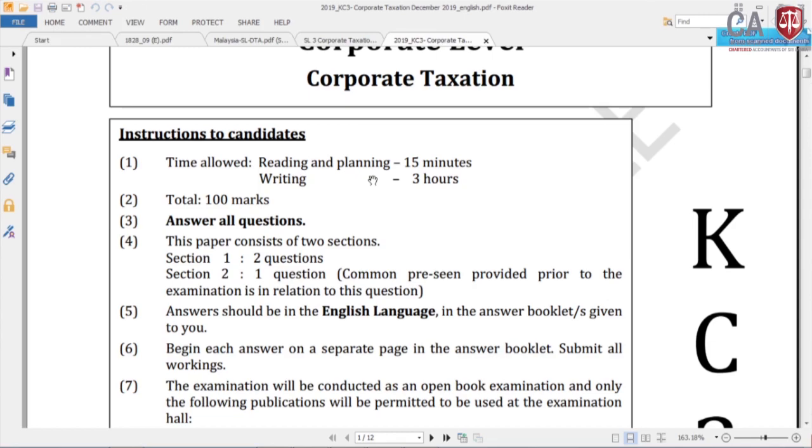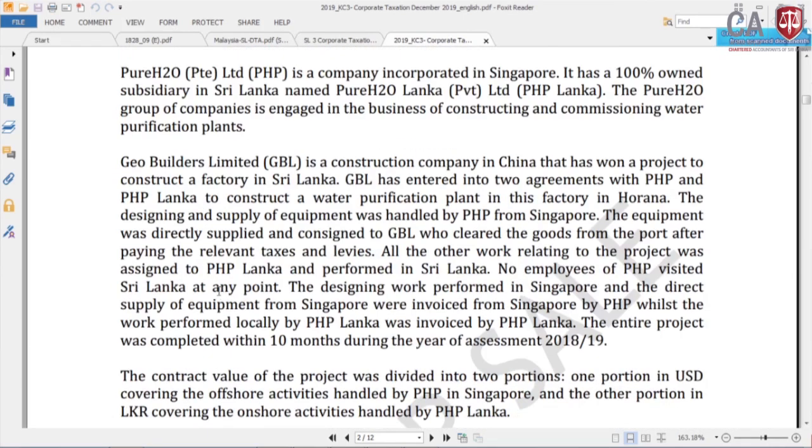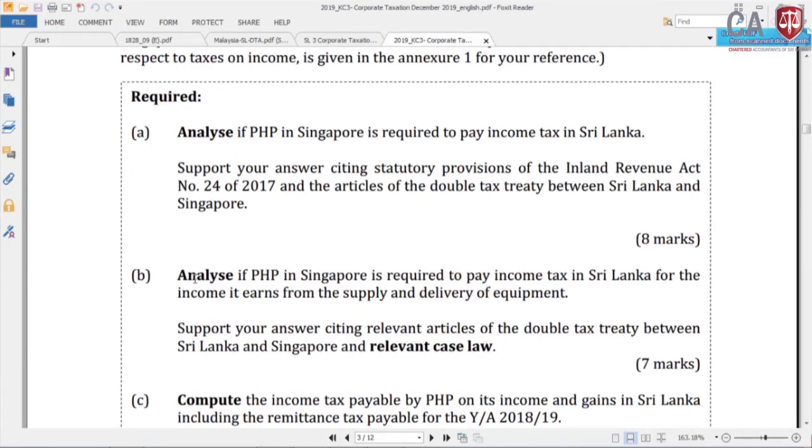When reading the question, while reading I am analyzing the question. Okay, now what are the requirements we will look at? These are the requirements. A, I will go one by one. Required: analyze if PHP in Singapore is required to pay income tax in Sri Lanka.